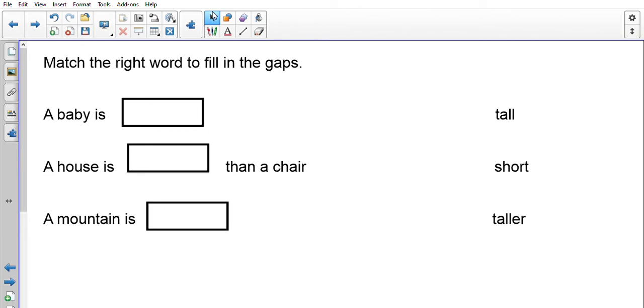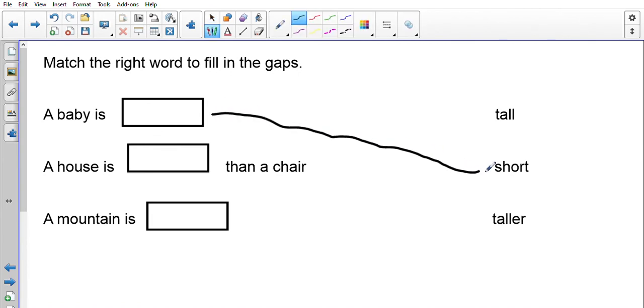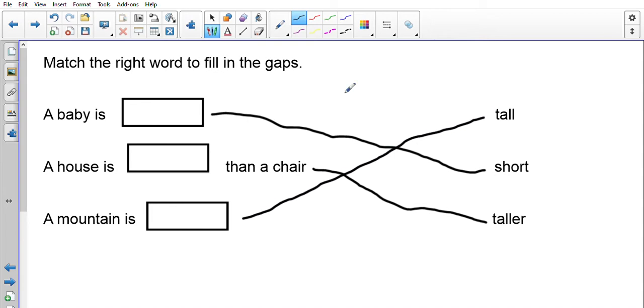Right, I think I've got it. A baby's not tall. I think a baby's short. Do you agree? So a baby is short. A house is something than a chair. A house is tall than a chair or taller than a chair? Taller makes sense, doesn't it? A house is taller than a chair. It definitely is. And a mountain is tall. Mountains are very high up, aren't they? So they're quite tall. Brilliant.